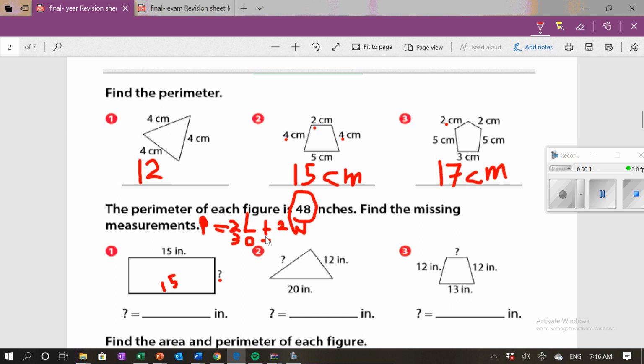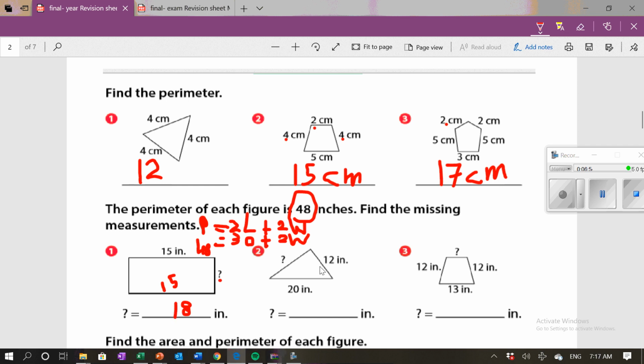30 plus double W. And we have here already the perimeter is 48. So what number, if I add it to 30, will be 48? Perfect, it's 18. So it's by subtracting: 48 minus 30. 8 minus 0 will be 8. And 4 minus 3 will be 1.